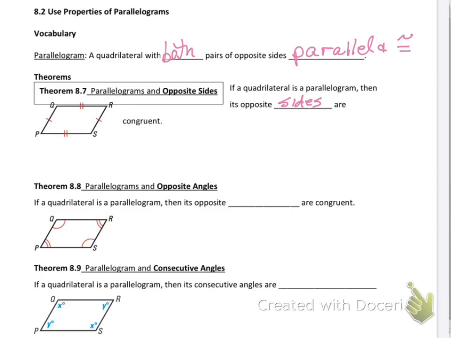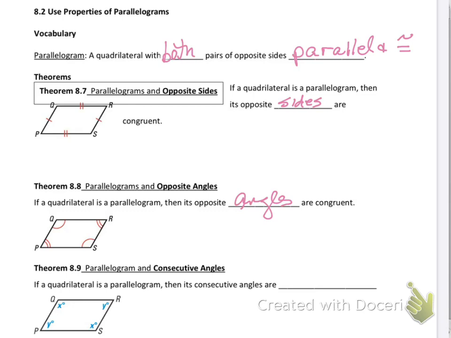Okay, parallelograms and opposite angles. This is Theorem 8.8. This is very important to know also. Notice the markings on the angles that are opposite one another. Those markings should tell you that you have equal angles. So if a quadrilateral is a parallelogram, then its opposite angles are congruent every single time. Okay, another really important thing.